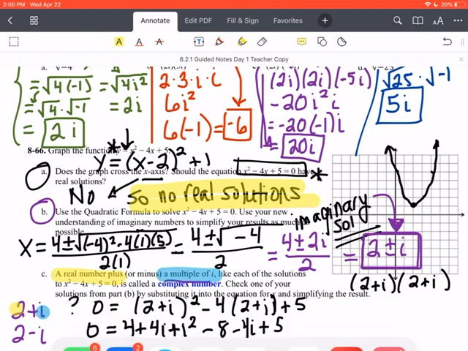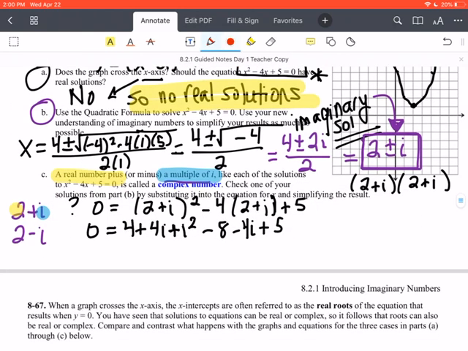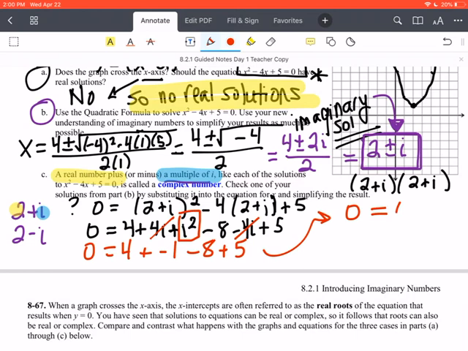I see a 4i and a negative 4i. We want those to cross out. What do I know i squared is equivalent to? You should have that memorized in this lesson. It's equivalent to negative 1. So now I'm going to substitute in that equivalence. So plus negative 1, and then I have minus 8 plus 5. So we have 4 plus negative 1 is 3. 3 minus 8 is negative 5. Negative 5 plus 5 is 0.